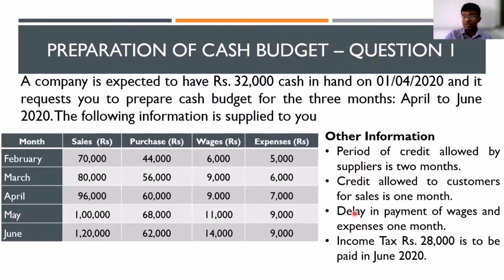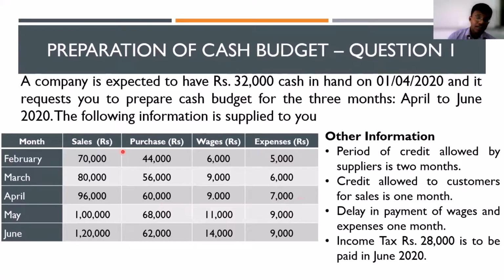Credit allowed to customers for sales is 1 month. Now which item does this deal with? It deals with sales. Delay in payment of wages and expenses is by 1 month, so that deals with wages and expenses. Along with this, you also have income tax payment of 28,000, which is due in June. Now, which are the 3 months for which we have to prepare the budget? It's for April, May, and June.